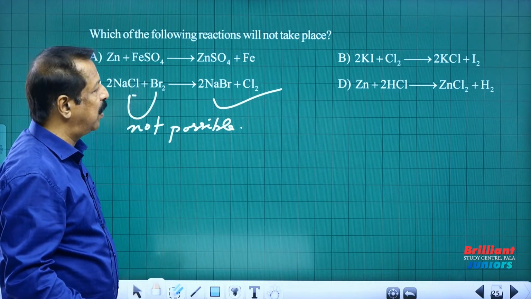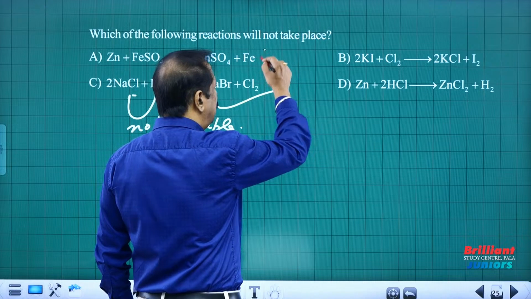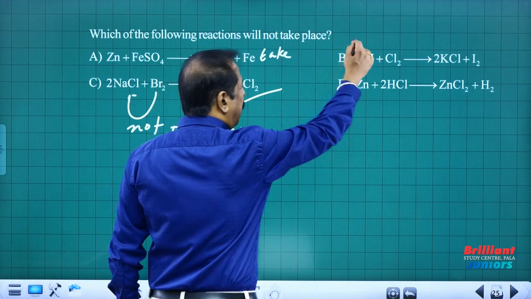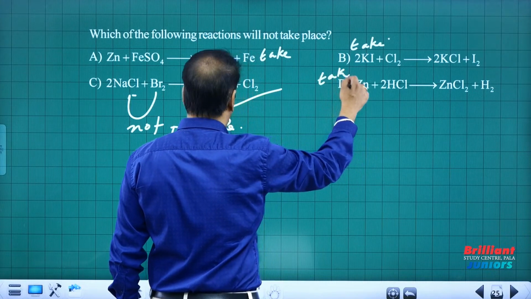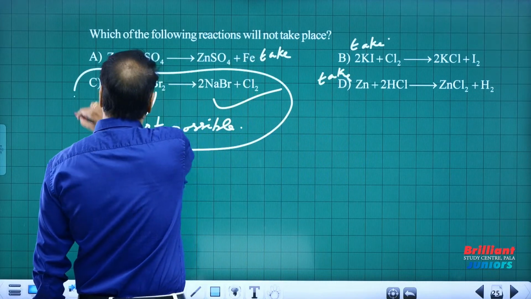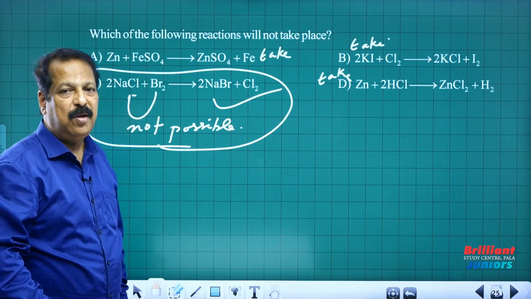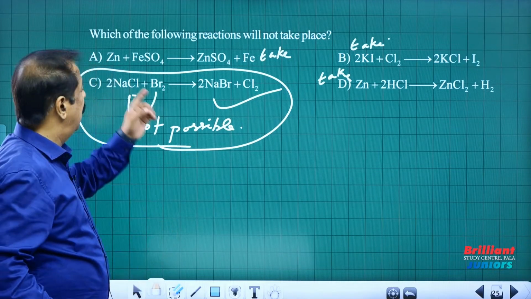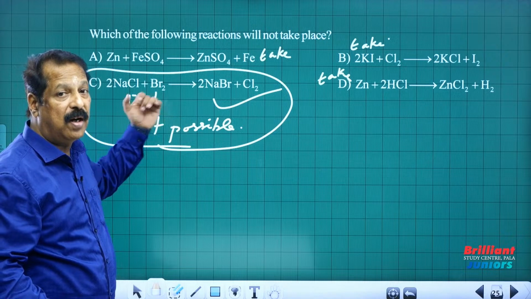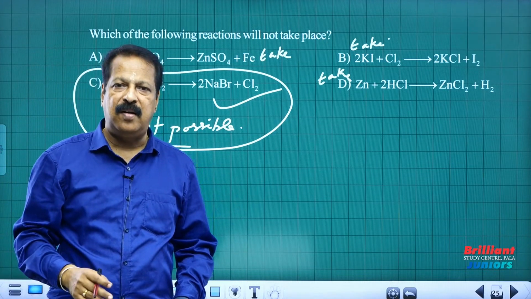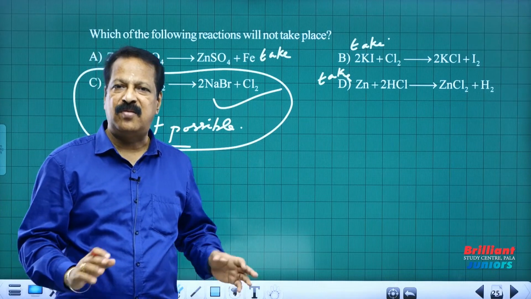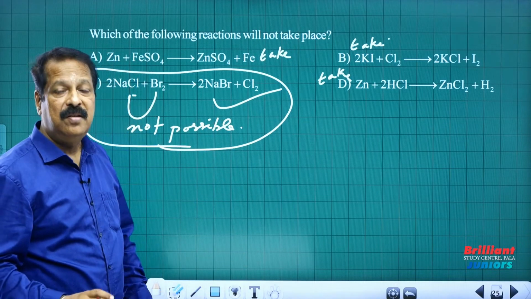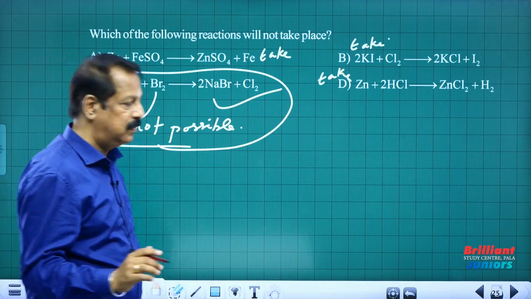So the first one will take place. This will take place. And this will also take place. And this is not possible. So the one that is not possible is option C, because bromine is less electronegative and in NaCl chlorine is more electronegative. A less electronegative halogen could not displace a more electronegative halogen from its compound. So this reaction will not take place, or it is not feasible.